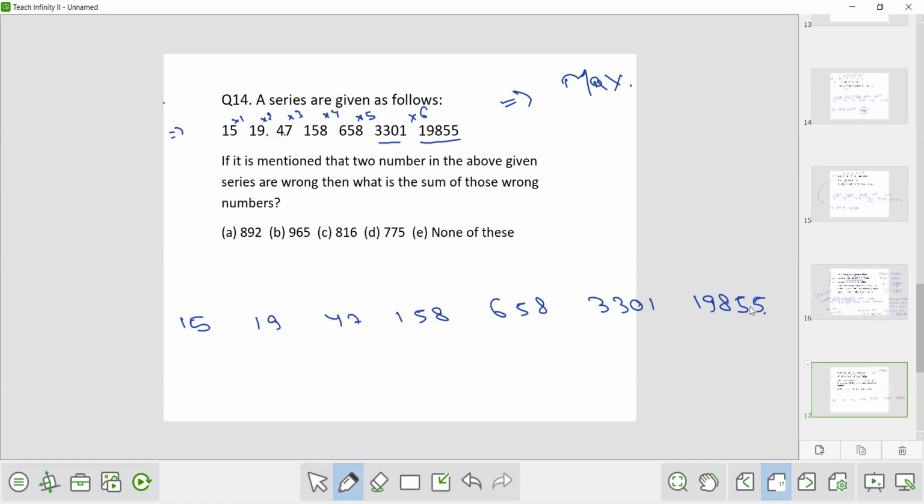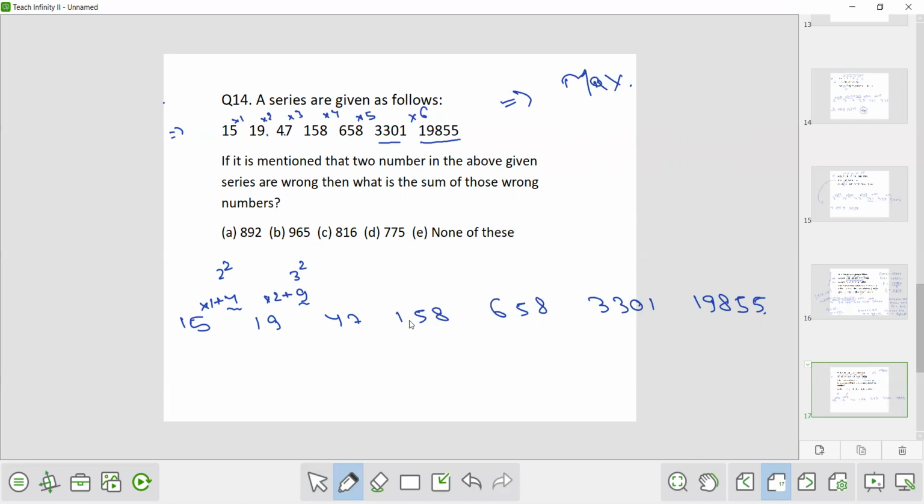Now we will start with the smaller number. So 15 into 1 plus 4, that is 19. Then 19 into 2, that is 38, plus 9, that is 47. Looking at this, can you say that this 4 is 2 square, this 9 is 3 square? So it can be like this: into 1 plus 2 square, into 2 plus 3 square, but the rule is not confirmed. The rule always gets confirmed by the three results.